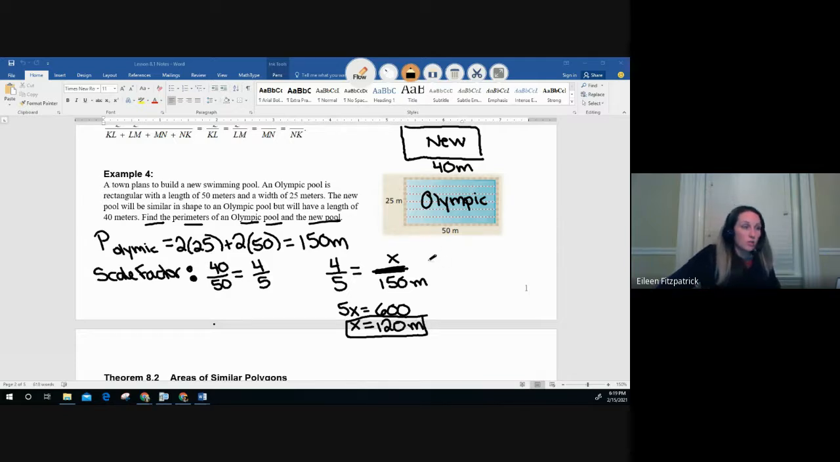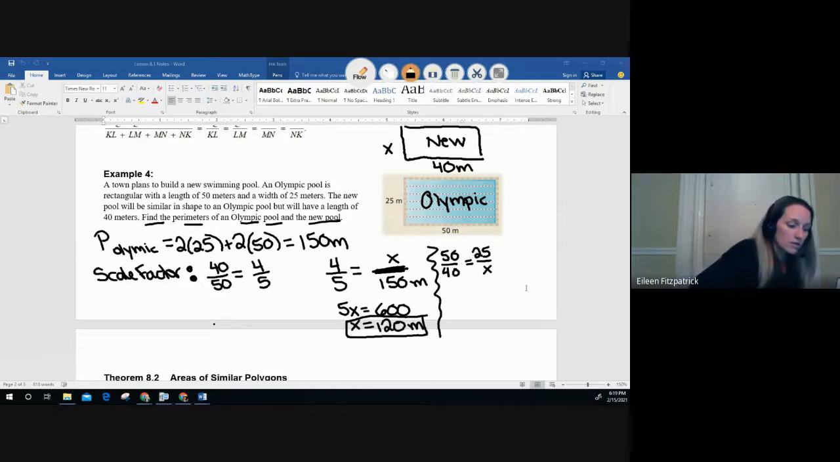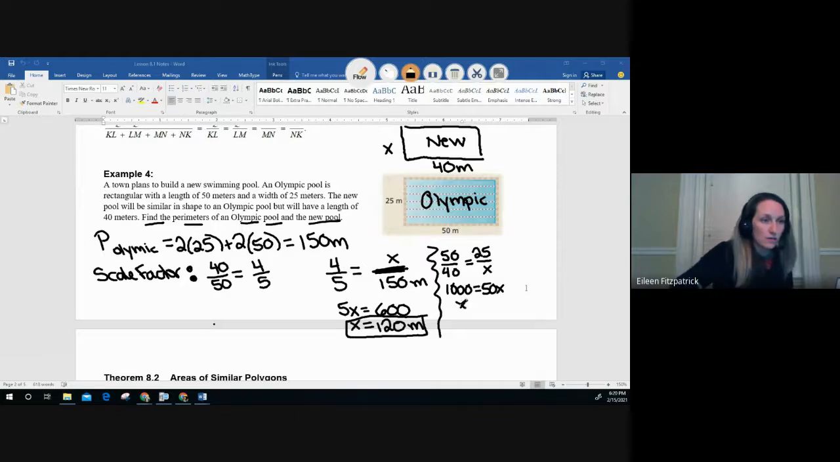Now, just to show you that you do have another option, if I wanted to, I could have solved for x here. I could have said 50 to 40 is equal to 25 over x. When I do my cross products, that's going to be 40 times 25, which is 1,000, equals 50x. Divide 1,000 by 50 to get x is equal to 20.